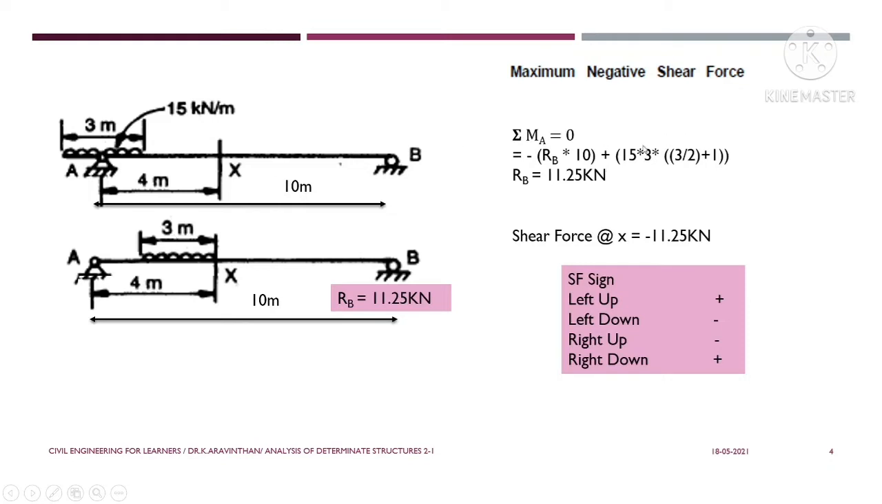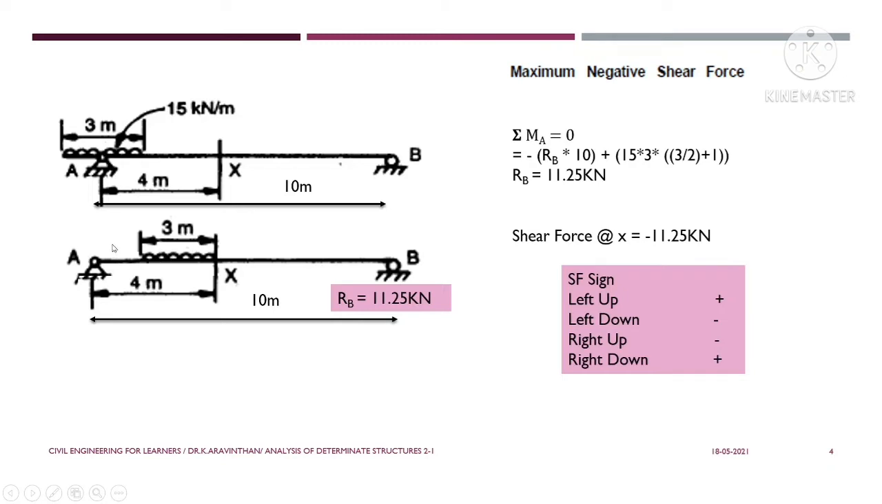Load into distance over 2. So the total distance is 3 meter, so half of 3 meter is 1.5. This is the point where you will be having the centroid. From the centroid to the start of the UDL will be 3 divided by 2, which is 1.5. So the centroid will be acting 1.5 meter from the starting of the UDL, and the remaining distance is 1 meter. 4 minus 3 will be 1 meter here.